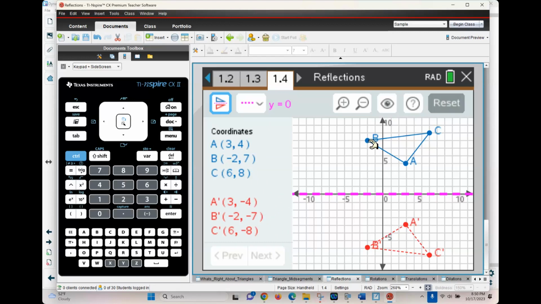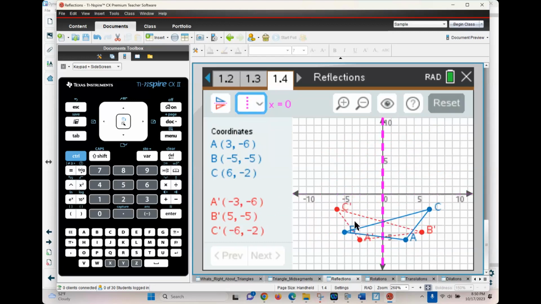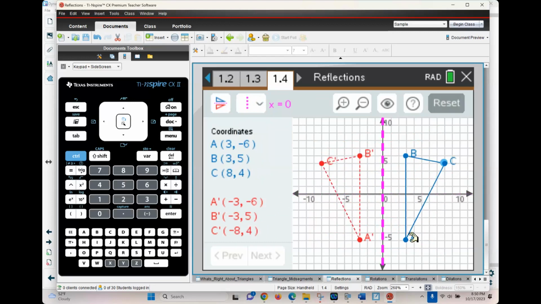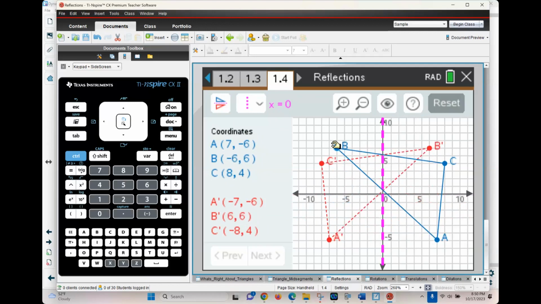Whereas I would prefer that the kids just learn that on their own from grabbing and moving things around and seeing that happen. And then I can go ahead and change it to X equals 0 and see when I reflect about the Y axis what's happening there. And here the Y coordinates remain the same and the X coordinates are opposites of each other. Okay. And I can even do weird things like this.